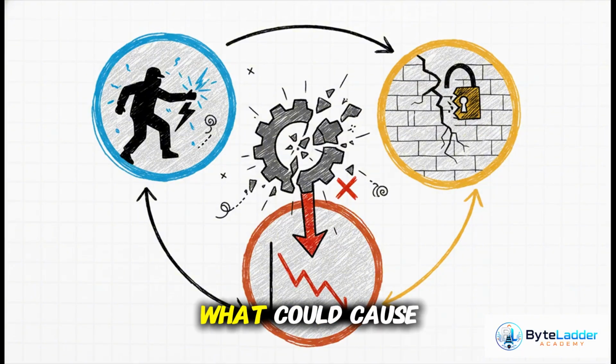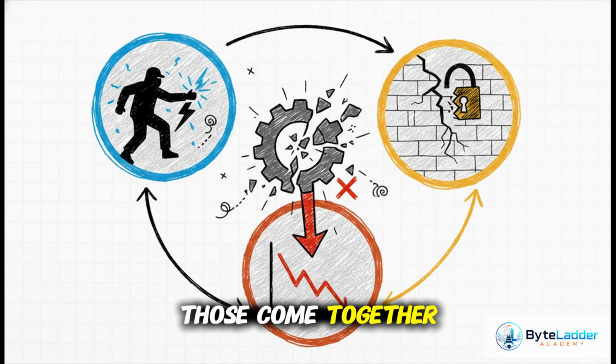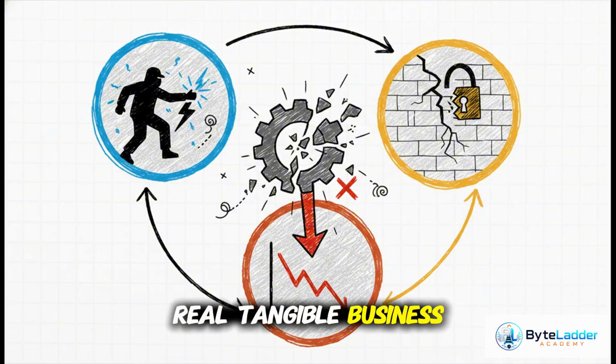A threat is what could cause harm. A vulnerability is the internal weakness that threat could use. And risk is what happens when both of those come together and create a real, tangible business impact.